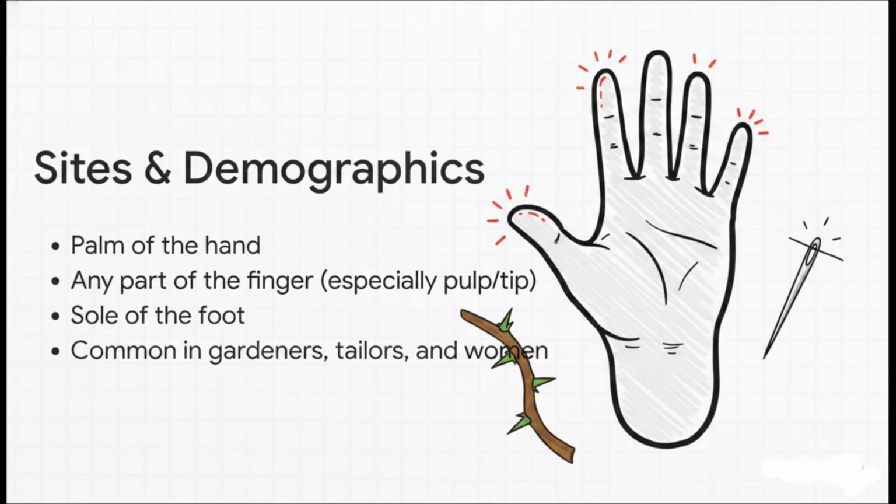Because this whole process relies on puncture wounds, the locations map perfectly to where we use our hands and feet the most, aggressively. You'll primarily see them right on the palm of the hand, the sole of the foot, or anywhere on the fingers, especially the pulp or the tip. And demographically, they are highly common in professions that are prone to pricks, gardeners dealing with thorns, tailors working with needles, and historically, it was noted very frequently in women, likely tied to sewing and handcrafts.